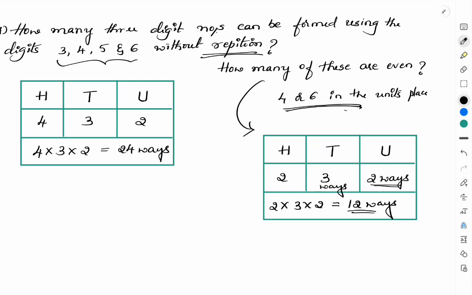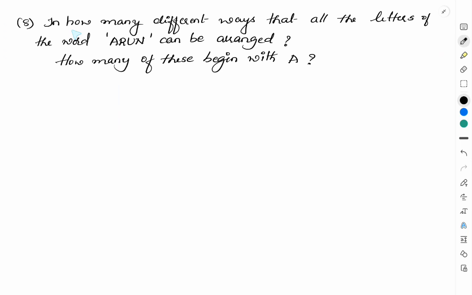Hope it's clear. If you are not clear, you can go back and revisit this question to make the concept clear. Next question. In how many different ways can all the letters of the word Arun be arranged? How many of these begin with A?